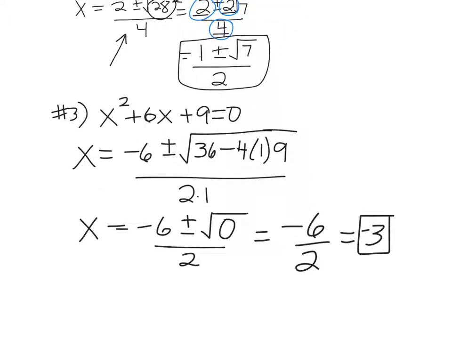Most of the time, yes, you do. If you factored this, do you know how this factors? X plus 3, x plus 3. Do you see why we only get 1 answer that time? Negative 3, because it happened twice. Yeah. Okay, so that's kind of a special one.